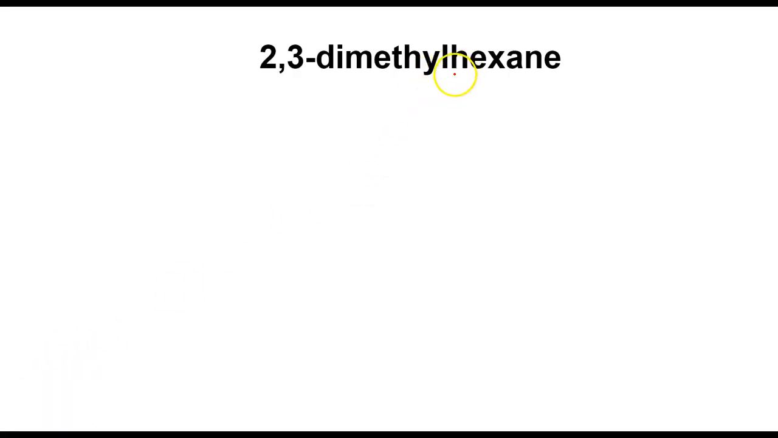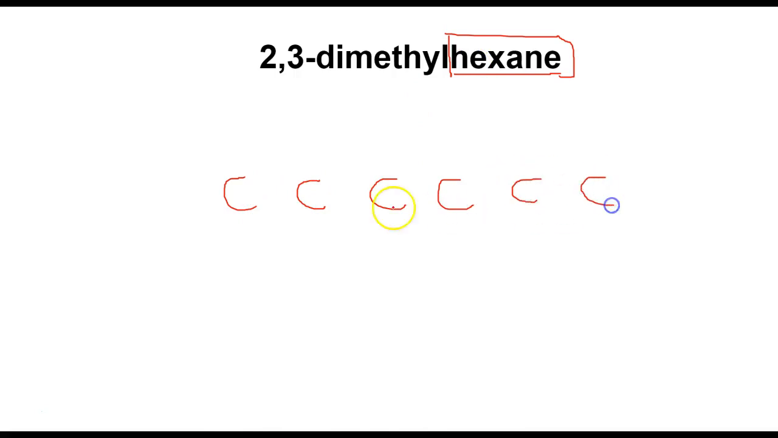So let's start with the parent chain. That's always going to be at the end. So it's an ane, meaning single bonds. Hex is 6 carbons in a row. So 1, 2, 3, 4, 5, 6 with single bonds in between.